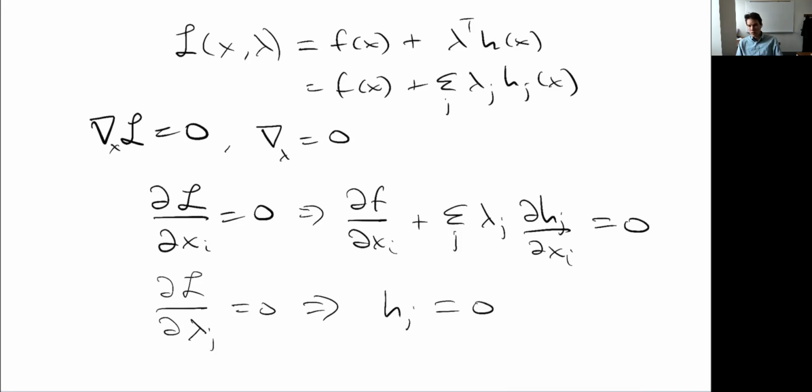Now, just like the unconstrained problem, you'll remember that while there's a first order condition, there's also a second order, and that's true here. The second order is very similar. Remember for unconstrained, we needed the Hessian to be positive definite. In this case, we need the Hessian of the Lagrangian, in other words, the second derivatives of the Lagrangian.